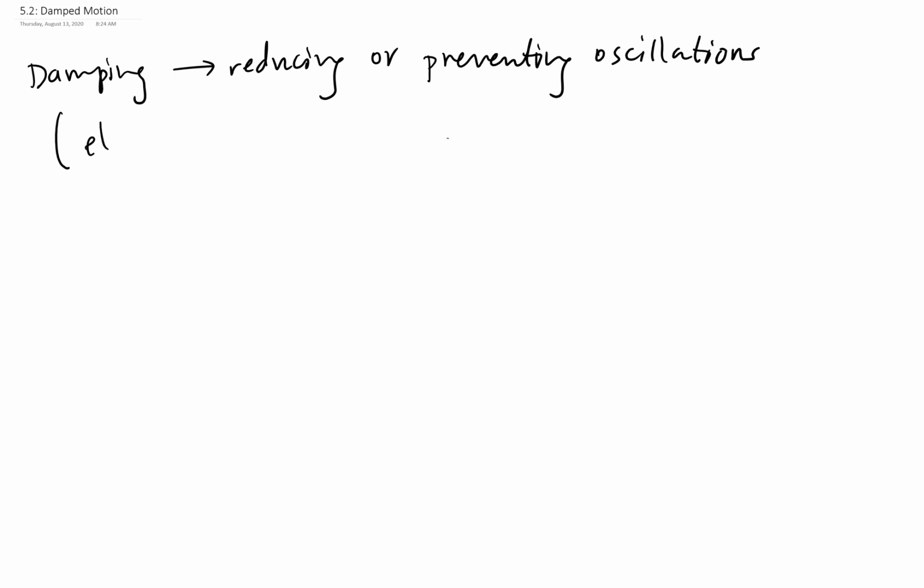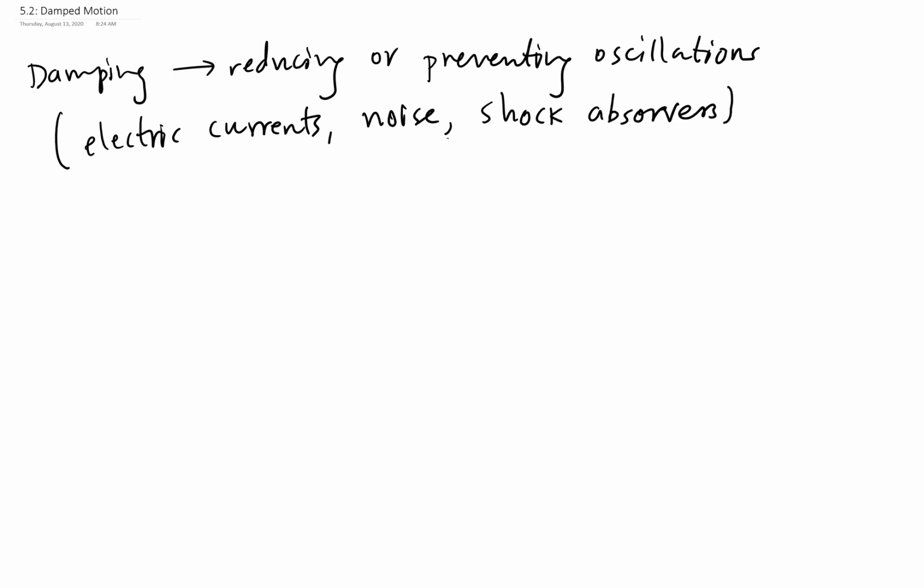How about electric currents? Noise in general? Shock absorbers, right? There's a lot from real life. That's what damping means. So damping motion, damping force, it's going to be reducing oscillations. What's the idea behind this section? What do we have?